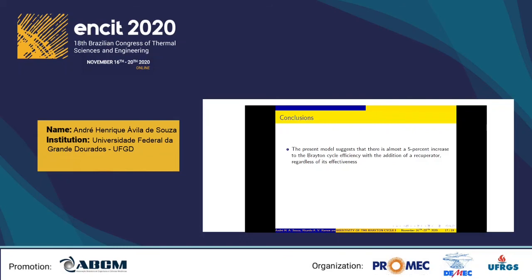Concluding, the present model suggests that there is a 5% increase to the Brayton cycle efficiency with the addition of a recuperator, regardless of its effectiveness if above 40%. The recuperator effectiveness demonstrated, nevertheless, great impact on the emissions control strategy. Also, according to the present model, a single recuperator is not enough to reduce the exhaust gases temperature and pollutant emission levels. Further treatment for the exhaust gases are necessary.